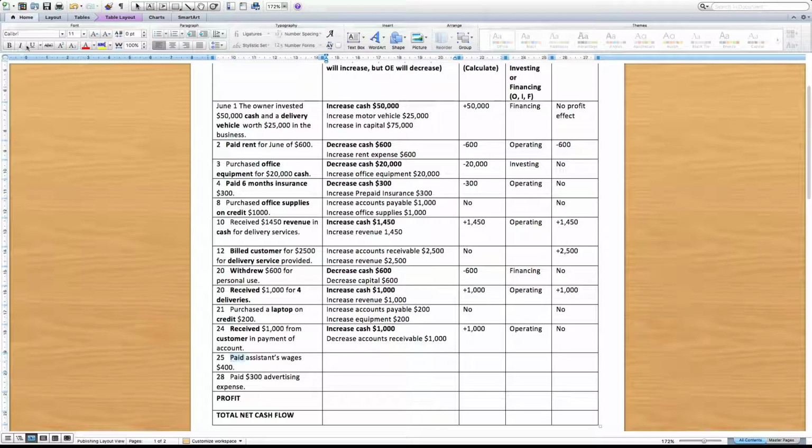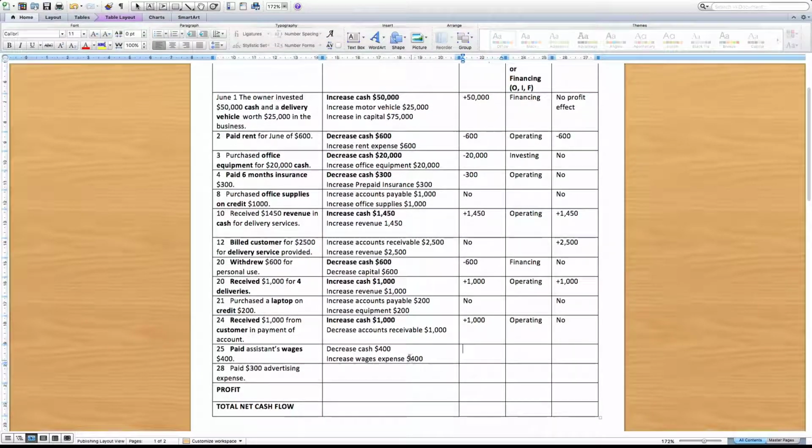Next, we paid our assistant's wages. So we've got the word paid in there, which is indicating that we did pay cash. So we will have a decrease in cash of $400. Look for your second item. Well, what is it we're paying? We're paying the assistant's wages. So what we'll have here is an increase in wages expense, okay, for $400. That's our number 2. So in terms of our cash flow, again, we're after that effect with cash in it. It says decrease cash, so minus cash, 400.